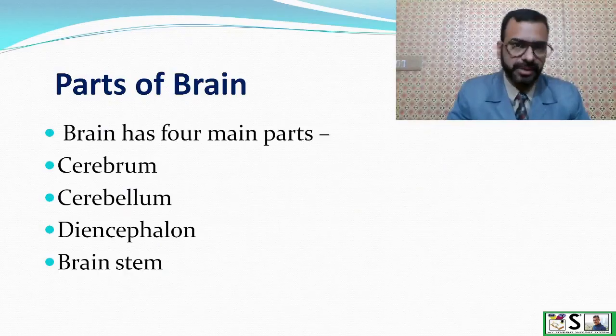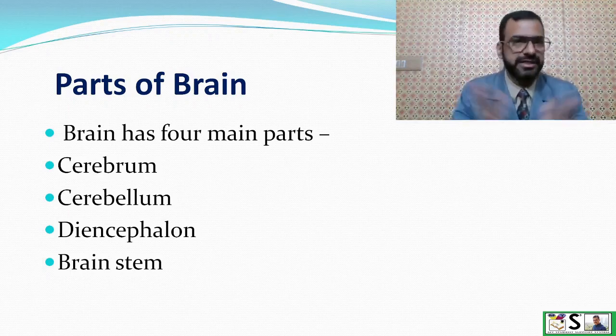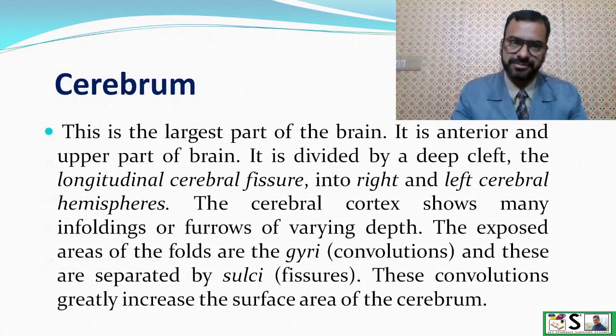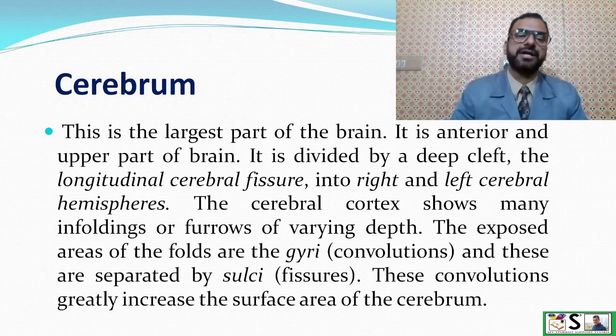Brain has main four parts: cerebrum, cerebellum, diencephalon, and brainstem. Now we will discuss them one by one. First is cerebrum. This is the largest part of the brain. It is anterior and upper part of the brain.